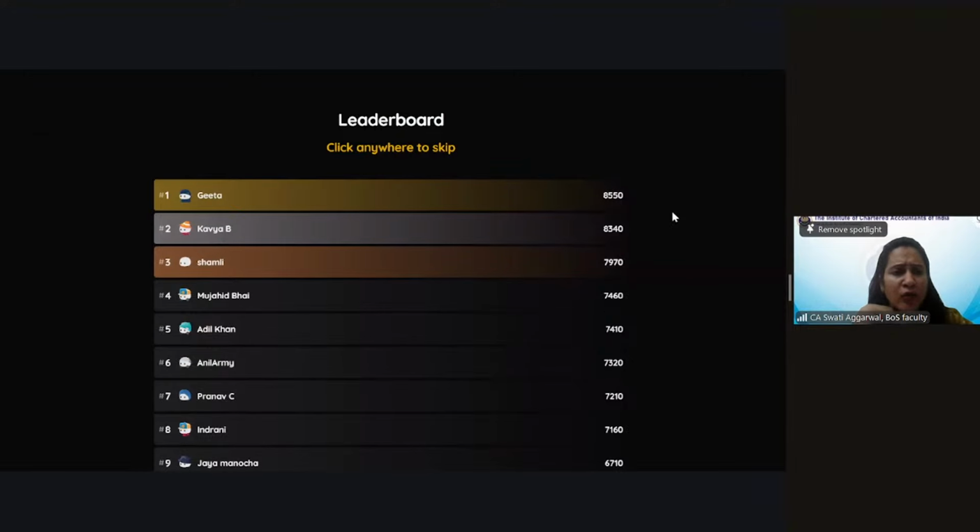On the leaderboard, we have Geeta on the top, rank 2 Kavya B, 3 Shamli, 4th Muzahid, 5th Adil, 6th Anil, 7th Pranav, and 8th Indrani. Very good, congratulations.